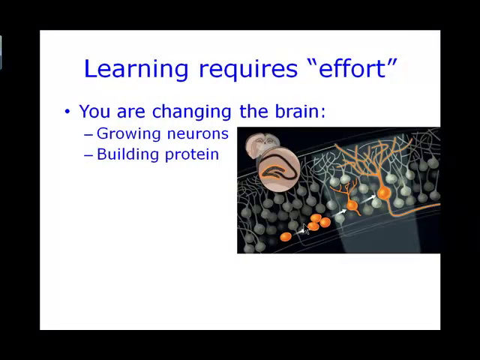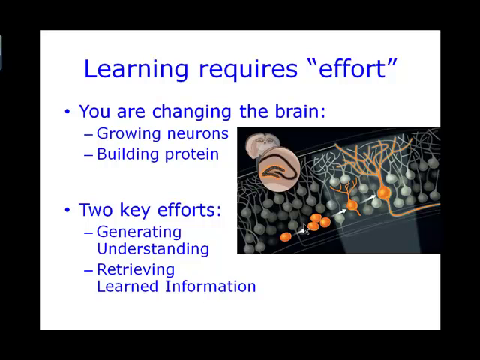Research in how people learn shows that learning requires effort. This is because to learn something, you must actually change your brain by growing neurons and building proteins. Effectively learning involves two steps: generating understanding and retrieving learned information. Generation involves actually putting effort into thinking for yourself what you will need to know, compared to just passively reading a textbook or listening to lecture. How can you do this? Let's look at a simple example.